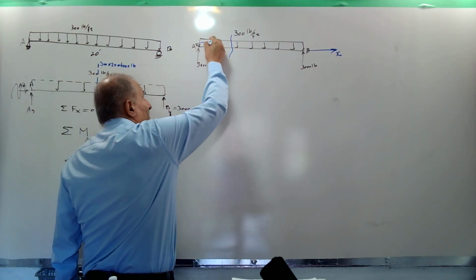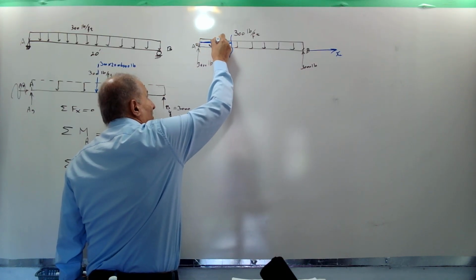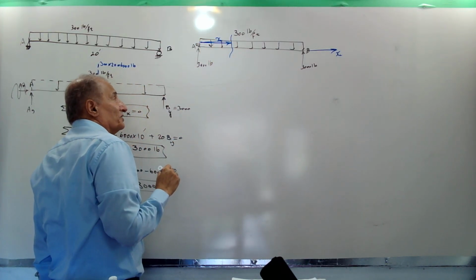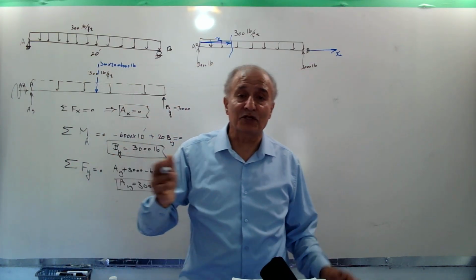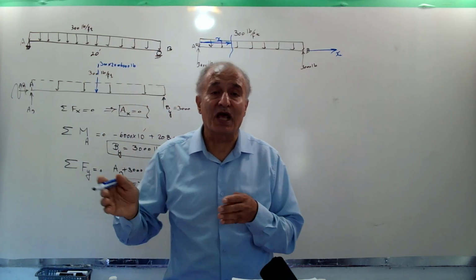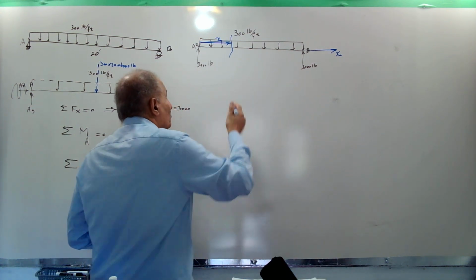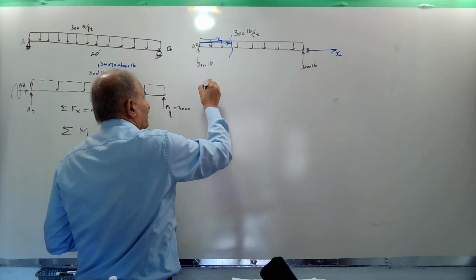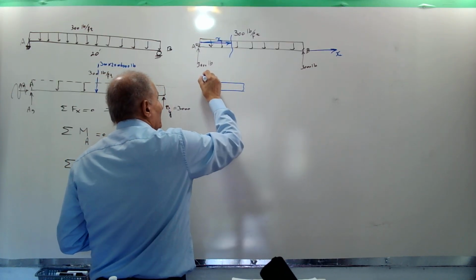Then this length, if I cut this length of X, and I consider the left portion of the beam. Any cut divides the beam into two pieces, right side and left side. I here consider the left side portion. My origin is on the left. Then this is the left side portion.